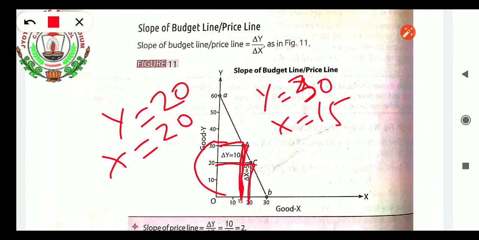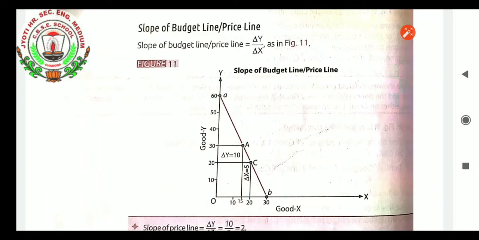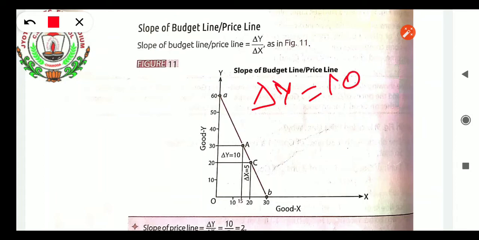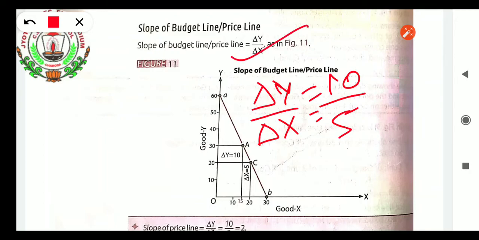You can see the sacrifice of Y. Change in Y, how much? 10 units. How much is the increase in X? X increased by 5 units. So what formula will come here? Change in Y, how much? It is a loss of units. From 30 it became 20, so 10 units. And change in X, how much? 15 to 20, it became 5. 5 has increased. 10 by 5, how much is there? 2. So the slope of budget line, price line, equals change in Y upon change in X.